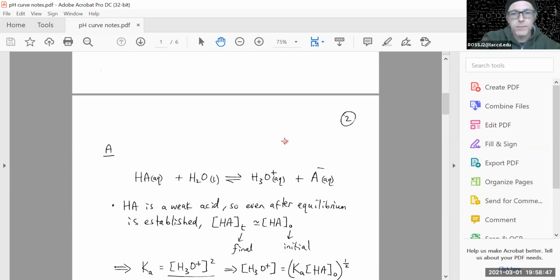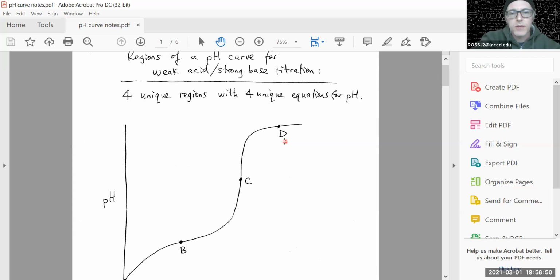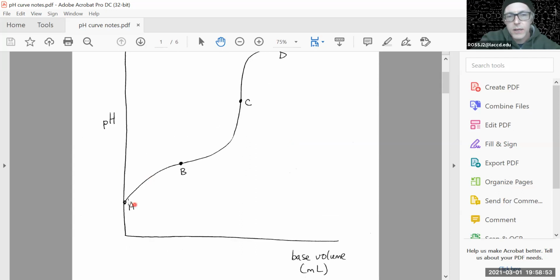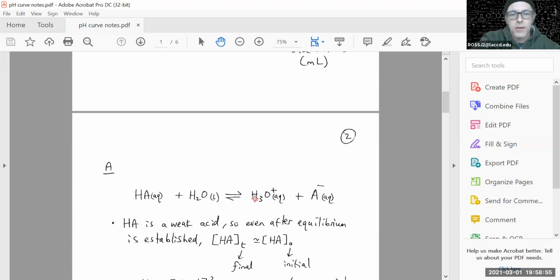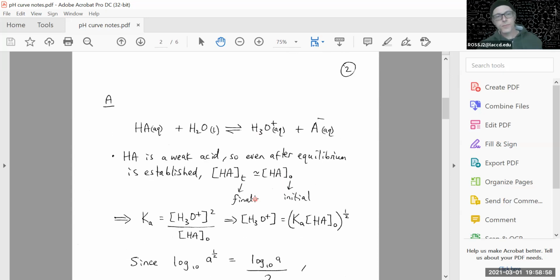Okay, so let's have a look. If you keep this titration curve in mind, we're now going to look at the initial part of this graph, part A. Here I've written a general acid equation: HA aqueous plus water liquid in equilibrium to give the hydronium ion and the conjugate base. Remember we said a priori that this is a weak acid strong base system. So we know that HA is a weak acid.